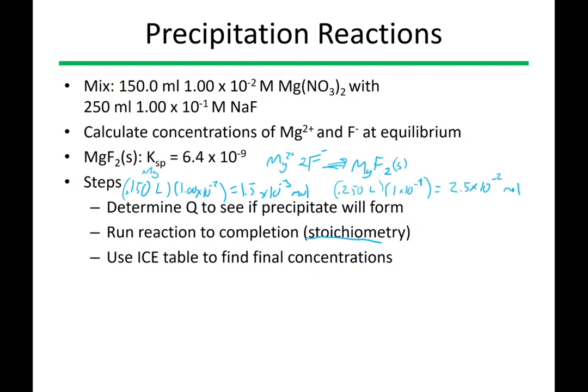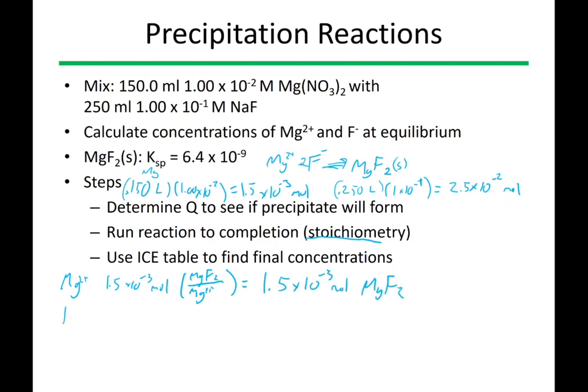And for these, we're going to have to find out which one's the limiting reagent. So what we can do is calculate how much magnesium fluoride could be made from both. If we start with just the magnesium and we look at the stoichiometry, that's a 1-to-1 ratio. So for every magnesium, we make 1 magnesium fluoride. And so based on the magnesium, we'd make 1.5 times 10 to the minus 3 moles.